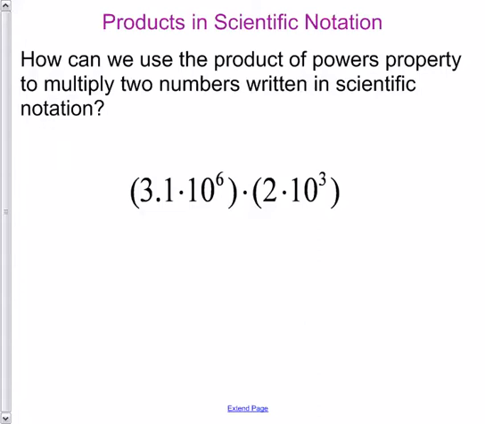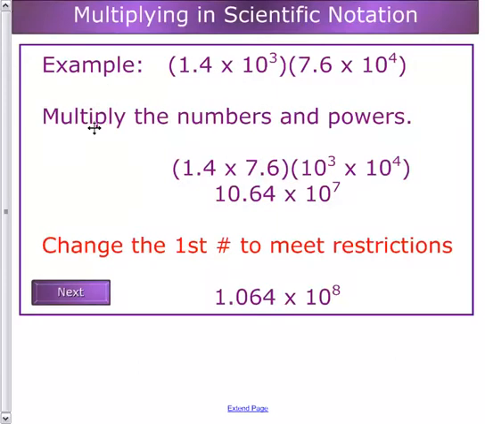Today's lesson is on multiplying and dividing with scientific notation. So the question is, how can we use the product of powers property to multiply two numbers written in scientific notation? Let's look at an example. If I wanted to multiply 1 and 4/10 times 10 to the third power and 7 and 6/10 times 10 to the fourth power, you first multiply the numbers together and then you multiply the powers.